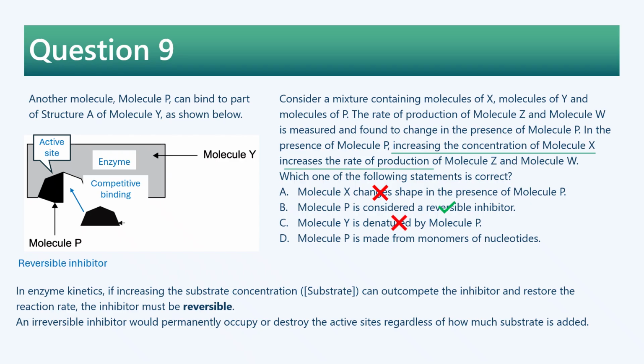C is incorrect. Denaturation involves a permanent conformational change, unfolding, of the enzyme's tertiary structure, which cannot be reversed or overcome simply by adding more substrate. D is incorrect. Inhibitors can be various chemical species, often small organic molecules, ions, or peptide chains, there is no evidence or basis to conclude molecule P is a nucleic acid made of nucleotides.